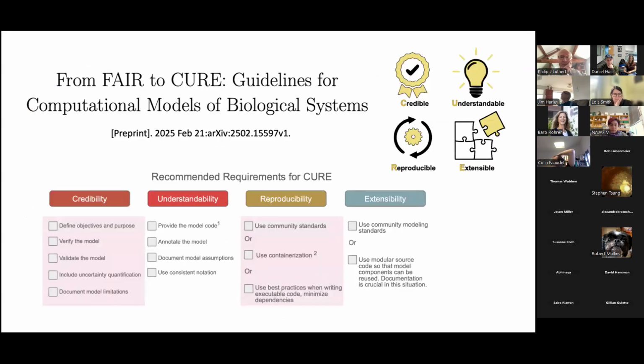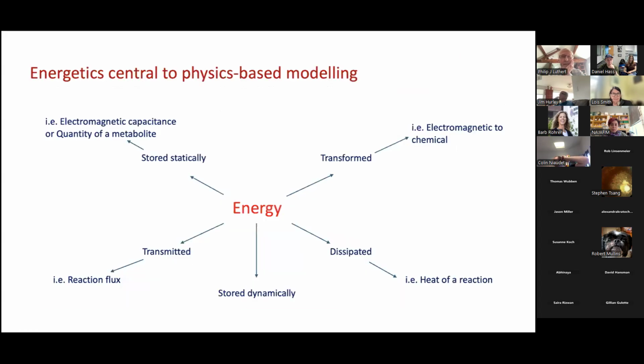Another recent publication has just come out, which is a really helpful guide to how to do these models well. And again, it's a good read. And I think that the credibility and understanding goals are critical, but for stuff to be usable, it needs to be reproducible and extensible. So that's a bit of context, but now let's perhaps dive into a little bit of nitty-gritty.